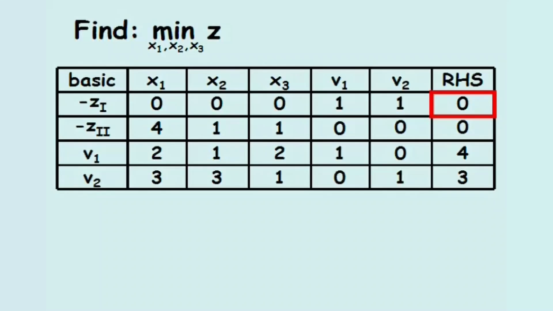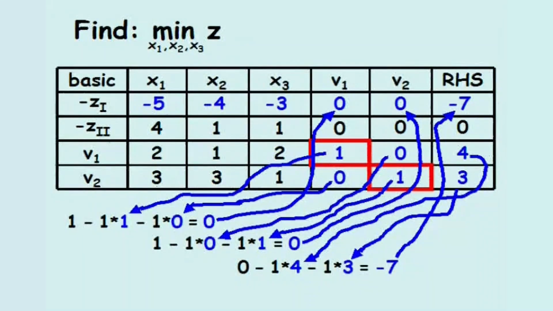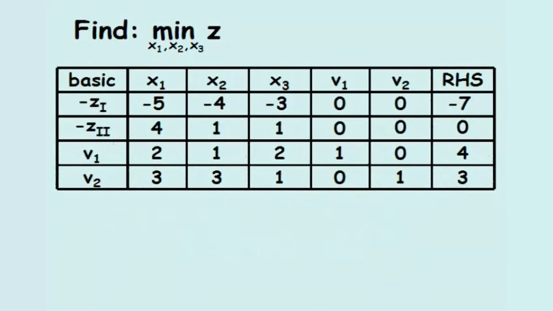To put the tableau in canonical form, we must perform a pivot operation on the non-zero entries in the identity matrix. Therefore, we subtract 1 times row v1 and subtract 1 times row v2 from row z1, and the simplex tableau is now in canonical form. Next, we begin the algorithm by pricing out.